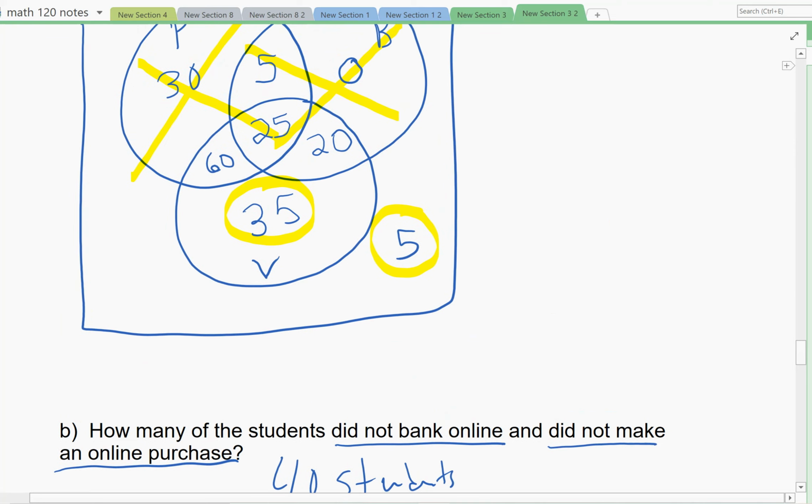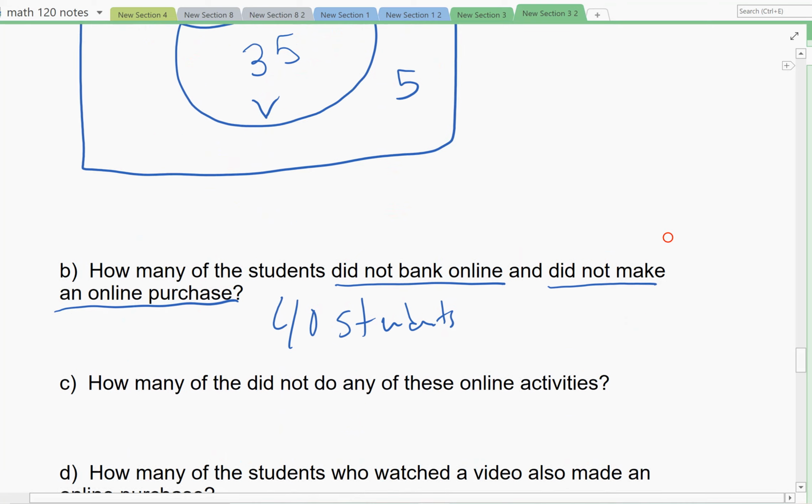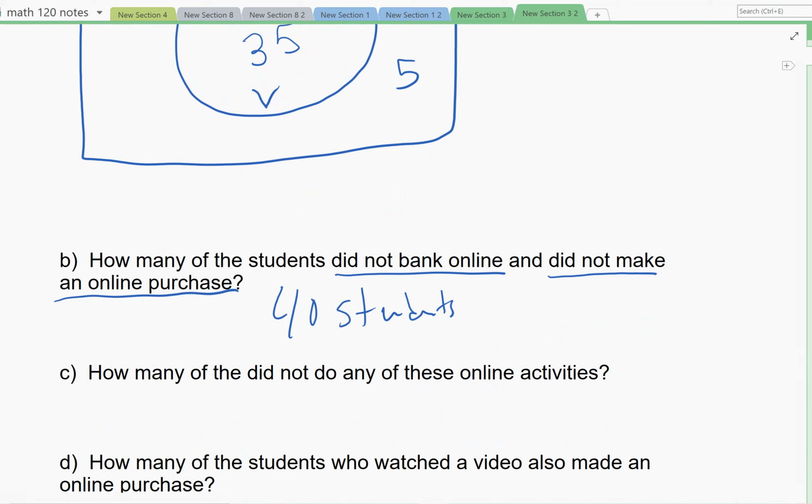Alright, so I'm going to erase my highlights. Alright, the next question. How many students did not do any of those 3 activities? Well, that's that outside area. That's that 5 that's right here. 5 students.